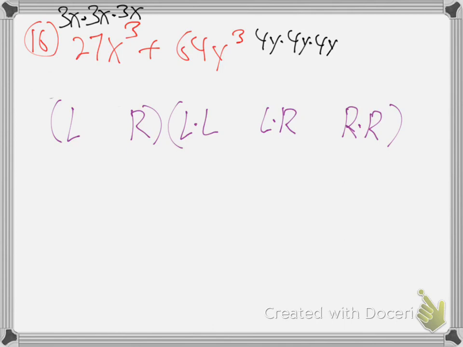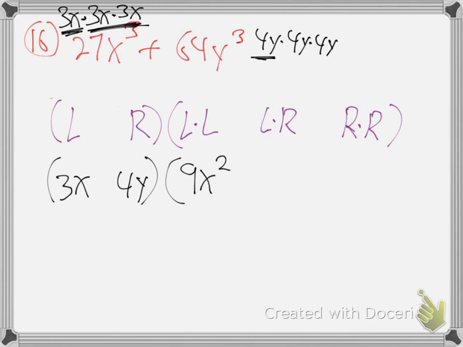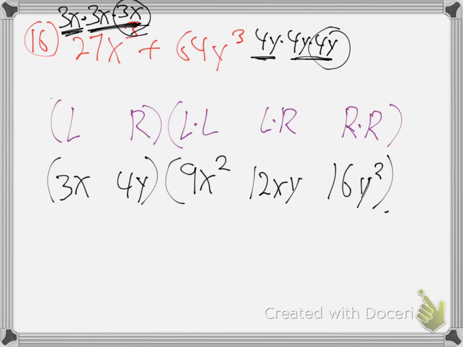So let's do it. One left, one right, two left, two of the left items, 3x, 3x, 9x squared. That's two lefts. Two rights, 4y, 4y, 16y squared. And one of each in the middle: one of the 3x, and one of the 4y. That makes 12xy. One of the items from the left and one of the items from the right. So we don't have any pluses or minuses yet.